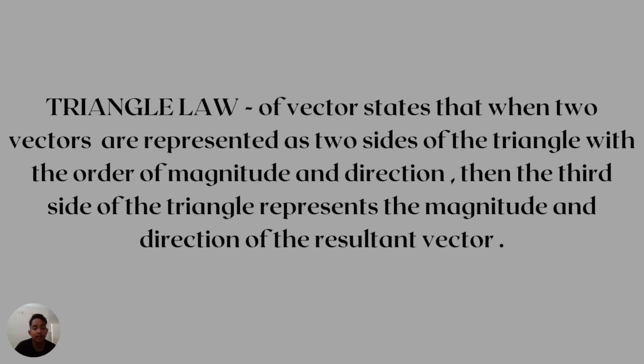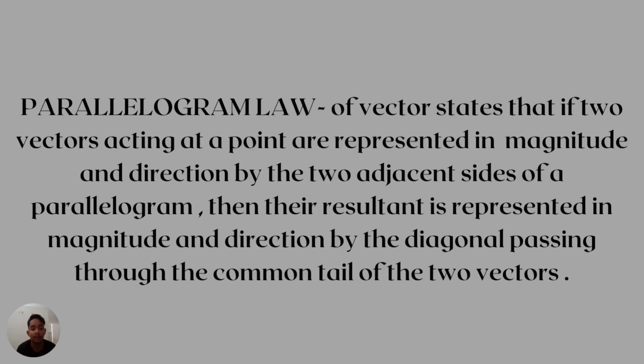The triangle law of the vector state that when two vectors are represented as two sides of the triangle with the order of magnitude and direction, then the third side of the triangle represent the magnitude and direction of the result vector.